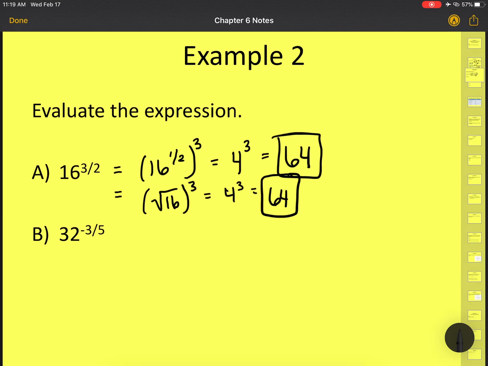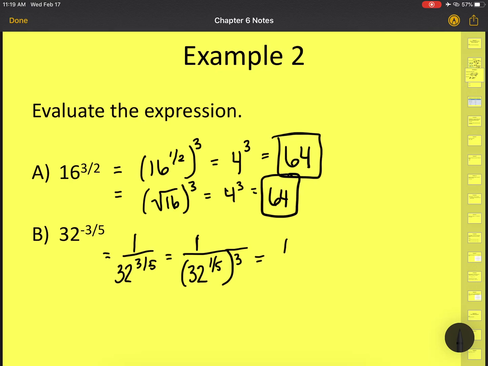Same thing applies if we do 32 to the negative 3 over 5. Okay, so let's start out by writing it in fractional exponent form. Well, since I have a negative fractional exponent, I'm going to write it over 1 and drop the negative, because I already flipped it. Then I'm going to pull the numerator out. So I'm going to leave it as 32 to the 1/5 raised to the third. And then I'm going to evaluate what's inside the parentheses.